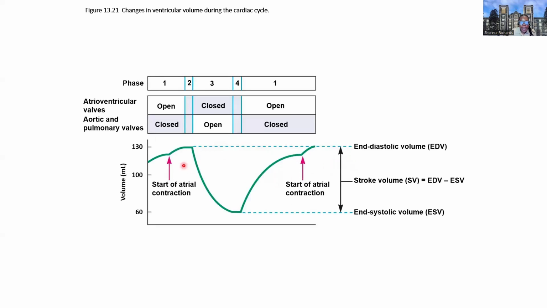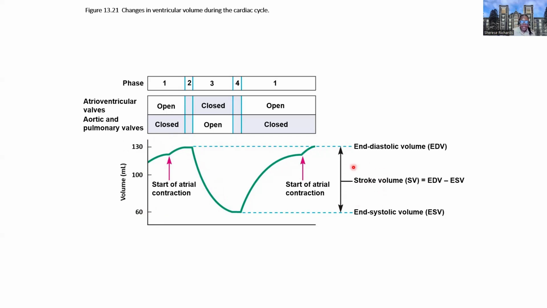Okay, and just to look at those numbers and how those volumes are calculated, end diastolic volume is at the end of diastole, so at the end of phase 1 or any time in phase 2, and systolic volume is at the end of systole, so end of phase 3 or any time in phase 4. And then from that, we can calculate the differential. So how much of that blood was actually ejected, which is our stroke volume. So this volume from 130 to 60, the change here is 70, which is our stroke volume.